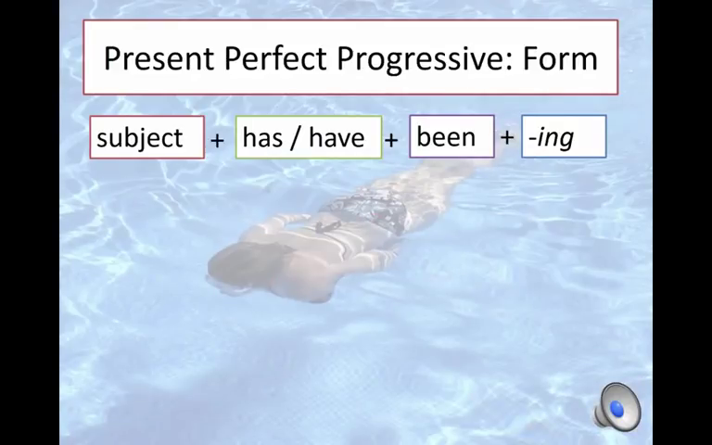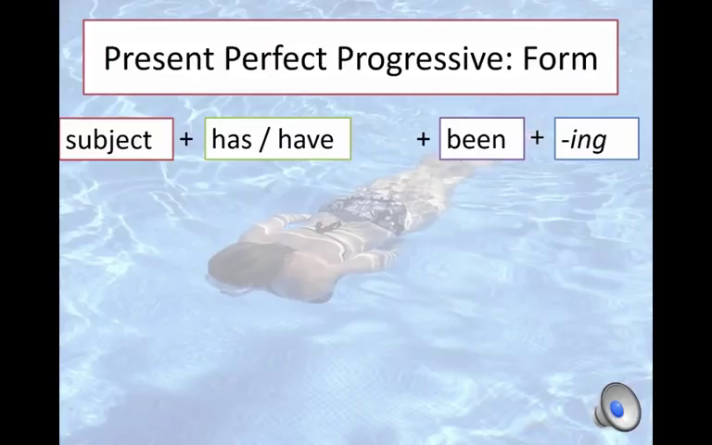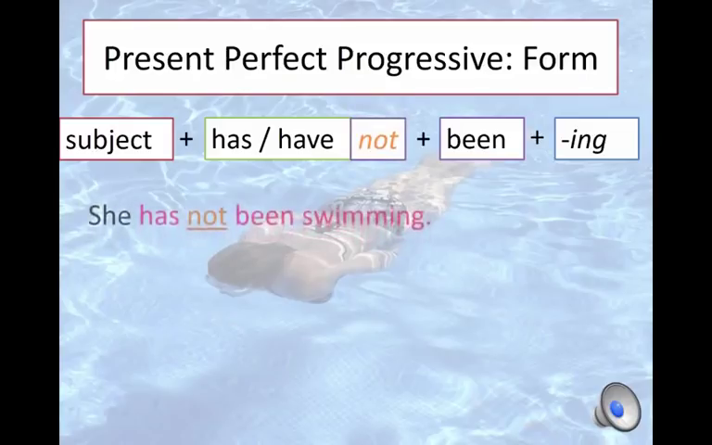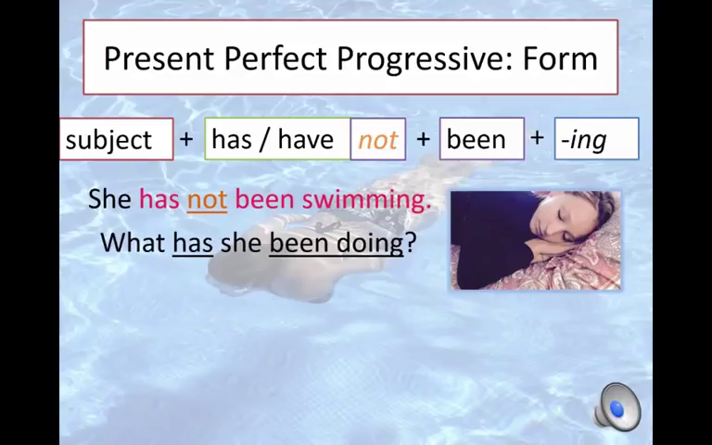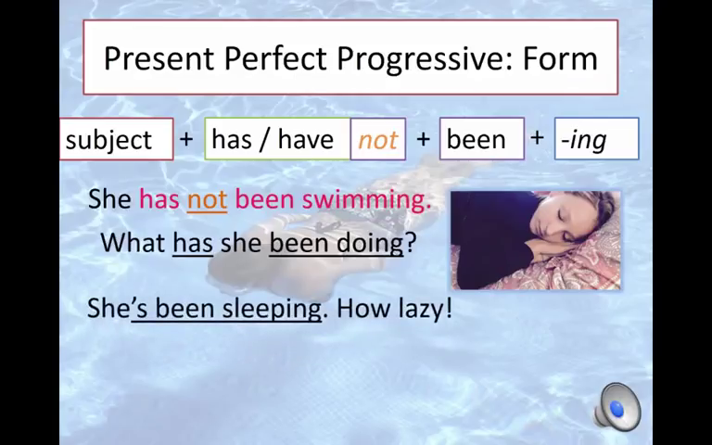To make a negative statement, all we need to do is add not in between have and been. For example, she has not been swimming. What has she been doing? She's been sleeping. How lazy.